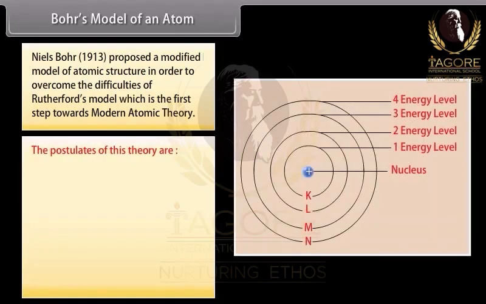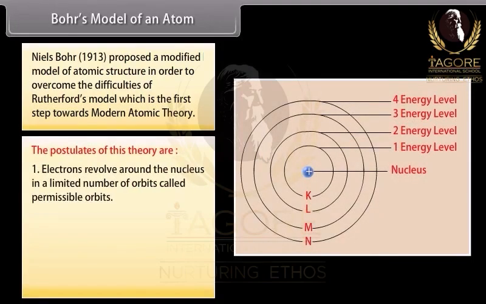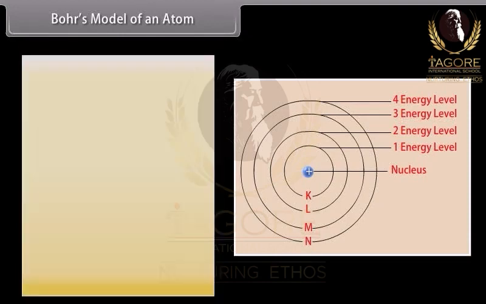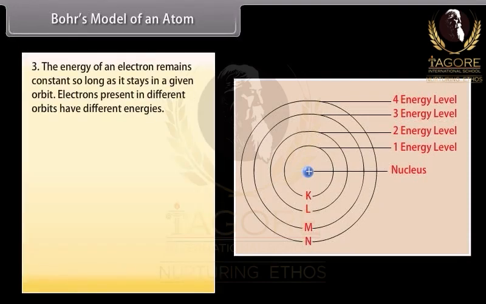The postulates of this theory are: 1. Electrons revolve around the nucleus in a limited number of orbits called permissible orbits. 2. Each of these fixed orbits has a definite energy, hence they are also known as energy levels, energy shells, or stationary states. The energy of the K shell is the least, while those of the L, M, N, and O shells increase progressively. 3. The energy of an electron remains constant so long as it stays in a given orbit. Electrons present in different orbits have different energies.